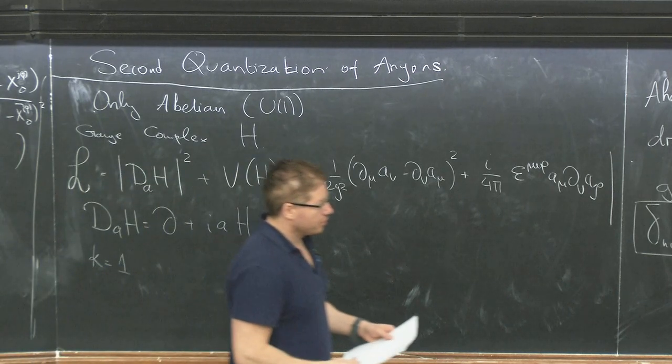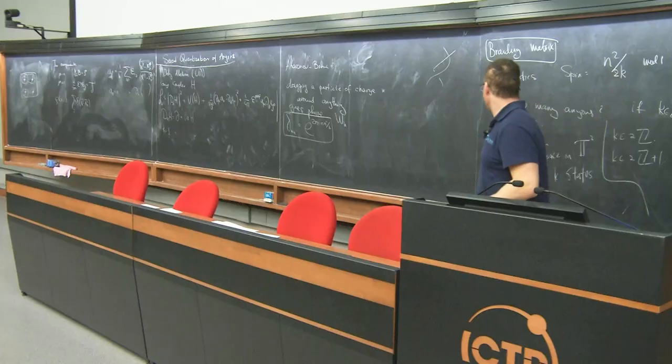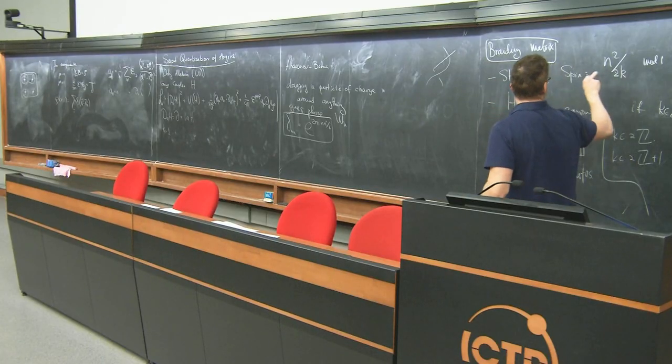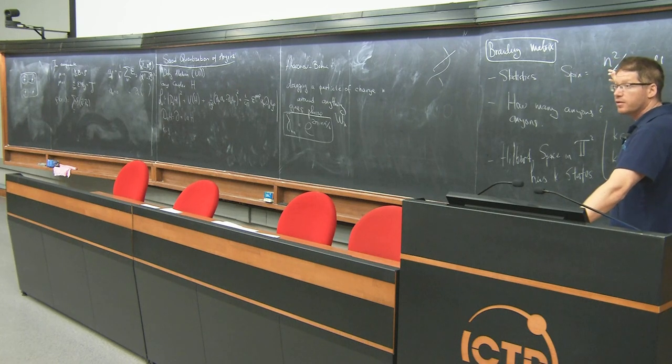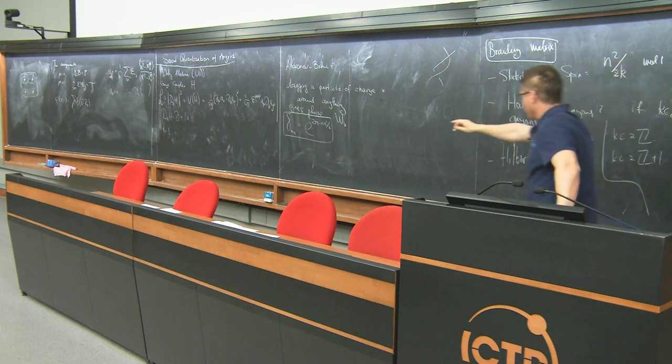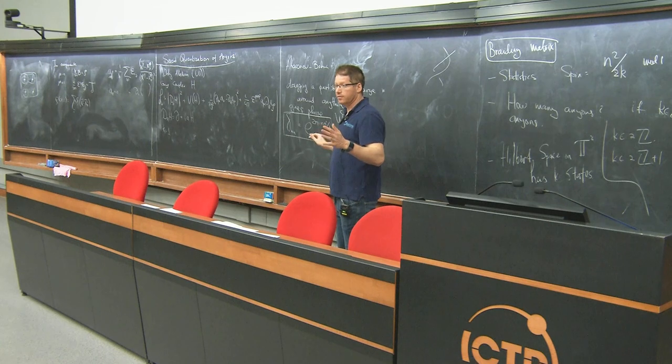Now, this may look stupid, because one of the main points here was that when k is equal to 1, it's almost trivial. You see, when k is equal to 1, there are no interesting braiding phases. When k is equal to 1, all the spins are either integer or half integer. And if you remember the formula for the braiding phases, all of them vanish. Here it is. So when k is equal to 1, all the braiding phases are trivial. So it seems like we haven't actually introduced non-trivial anions yet.